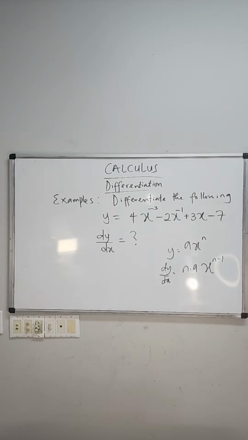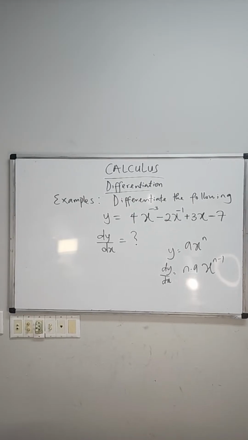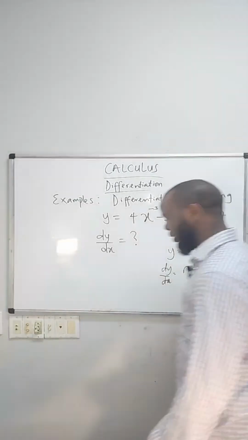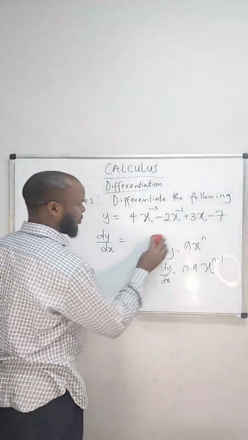We're using the same approach. Okay, I can see what you are doing, Mustafa. Negative 12x to the power of negative 4 plus 2x to the power of negative 2 plus 3. Makes a lot of sense. Yeah, makes a lot of sense. Let me do this. Yeah. Good.